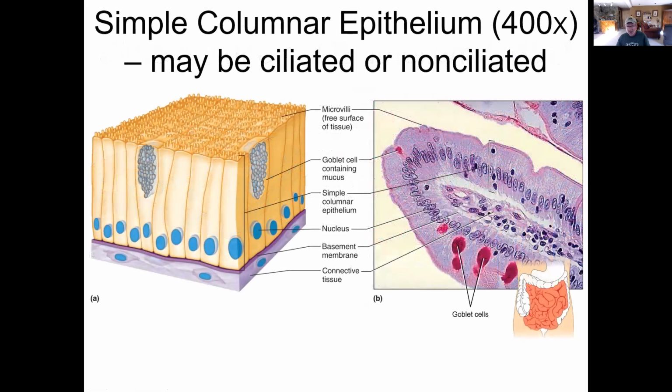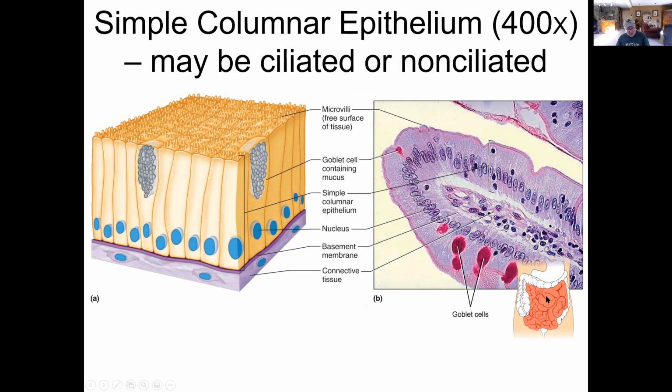Here's simple columnar, one layer of column-shaped cells. You see that very nicely in the sketch. Here's our basement membrane in purple. Here's our apical surface here on the top, our free surface. Here's connective tissue down below. Now, this particular sketch is showing simple columnar as it is found in the small intestine, where we have primarily absorption of organic material that we've digested, but there's also secretion of enzymes here as well.